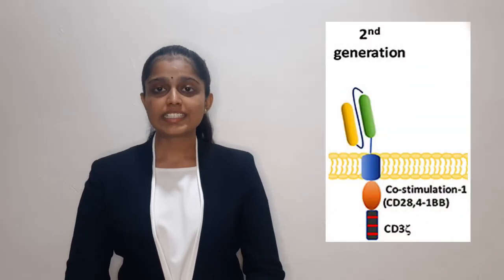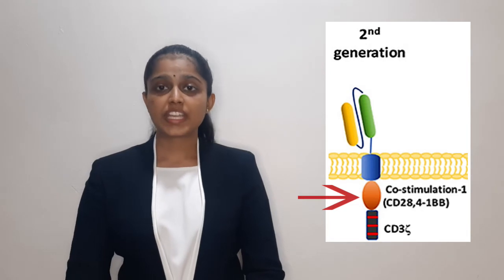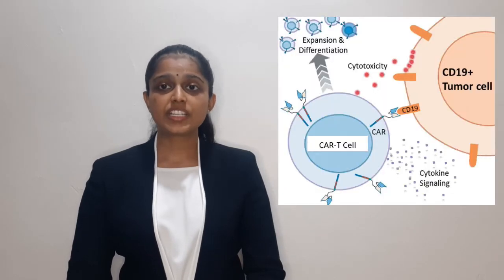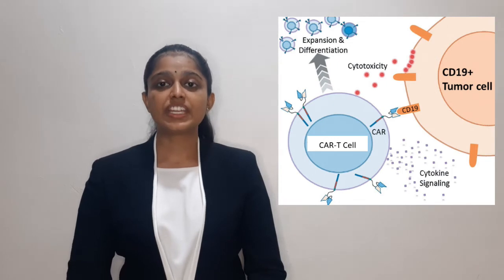The second generation of CAR T-cells, in the year 2013, had one additional co-stimulatory domain derived from either CD28 or CD137. This co-stimulatory domain recruits various signaling molecules and induces interleukin-2 production. This enabled the CAR T-cells to survive in vivo.